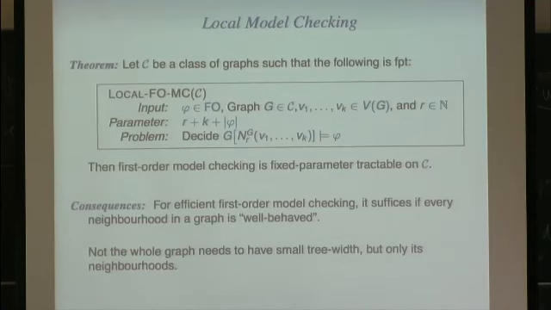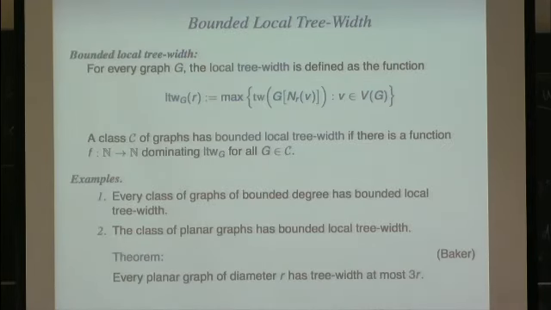Yeah? For instance, not the whole graph needs to have small tree width, but only the neighborhood needs to have small tree width. And this is what's known as bounded local tree width, or this gives rise to the idea of defining bounded local tree width, where for every graph G, the local tree width is defined as a function that associates to every radius R the maximum tree width of an R neighborhood you would find in the graph.